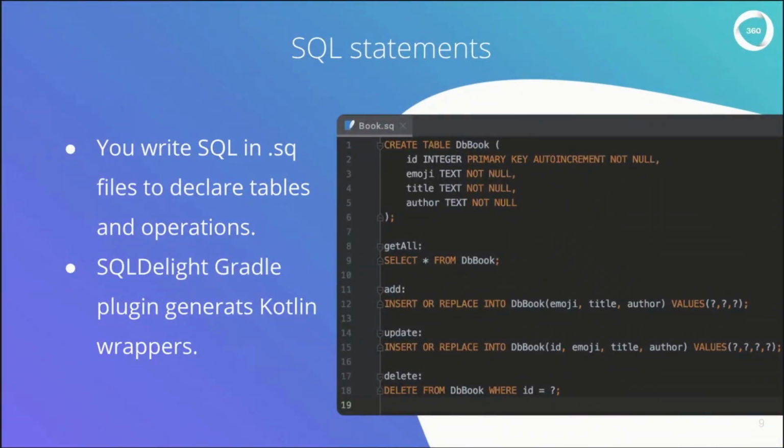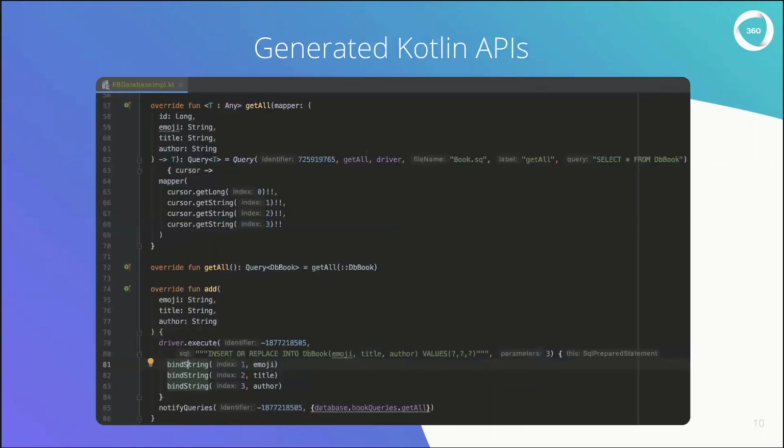In this example, we have a create table statement, which describes how the dbbook table should look like. It has 4 non-optional fields, one of which is a primary key. After that, we have 4 SQL operations, with names to be used in generated Kotlin APIs. These are simple operations, but you can also use all advanced features of SQL, like indexes, joins, unions, and so on. And here, you can see the generated database Kotlin wrapper, which is still super readable and can be easily debugged if needed.